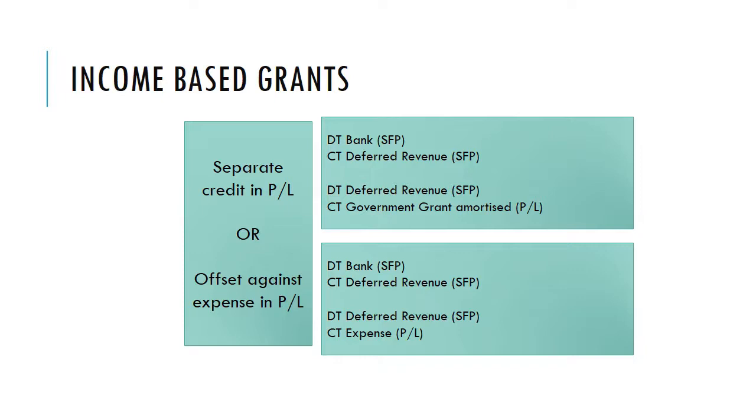If you chose the second method, which is to offset it against the expense in profit and loss, you still debit your bank and you still credit your deferred revenue SFP. Then when you amortize it to profit and loss, you still debit your deferred revenue and you credit the expense in profit and loss. So now you decreased the expense with the grant.